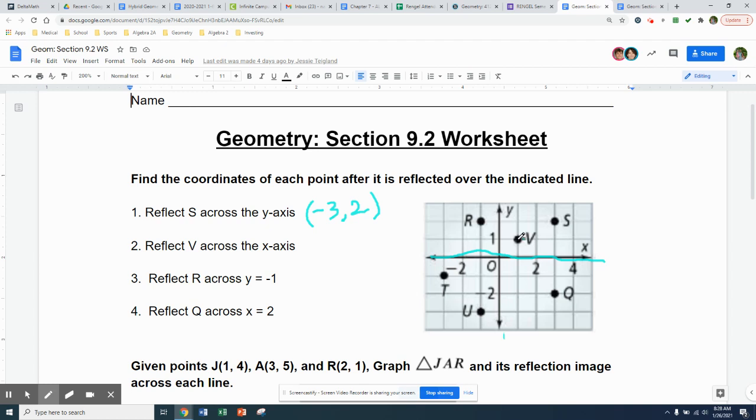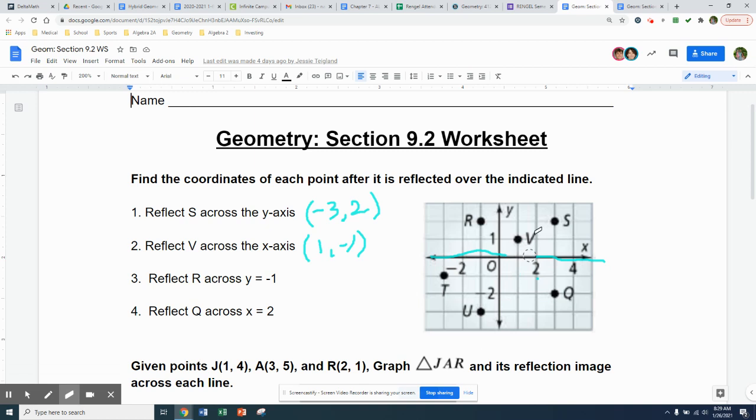And we're going to reflect V. So I look, V is 1 away, so I'm going to go 1 away on the other side. So there's where my V prime is going to be. So V prime is going to be 1, -1. And you'll start to notice when you reflect over the x-axis, your y coordinate changes to its opposite. So V did have a coordinate of 1, 1. Now V prime has 1, -1. So your y coordinate changes to its opposite.